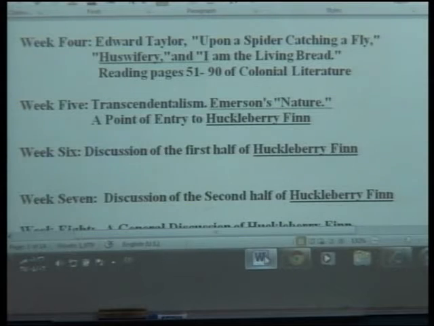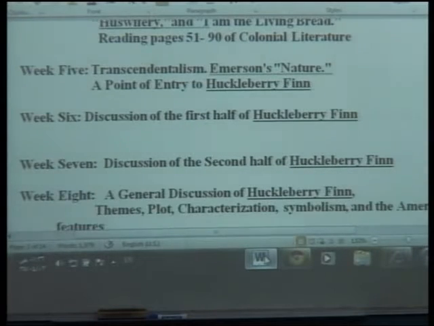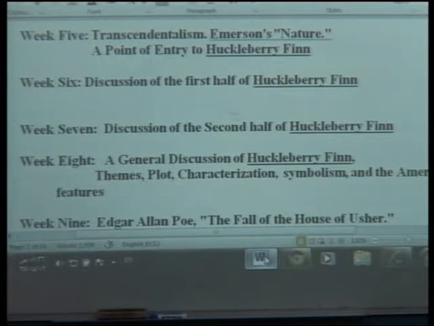It's very important that we read. If you don't read, you'll be lagging behind. You cannot get whatever you want. So it's very important to read and to come ready for discussion. Week 7, discussion of the second half of Huckleberry Finn, and week 8, general review. So we are going to spend 3 weeks reading this book.